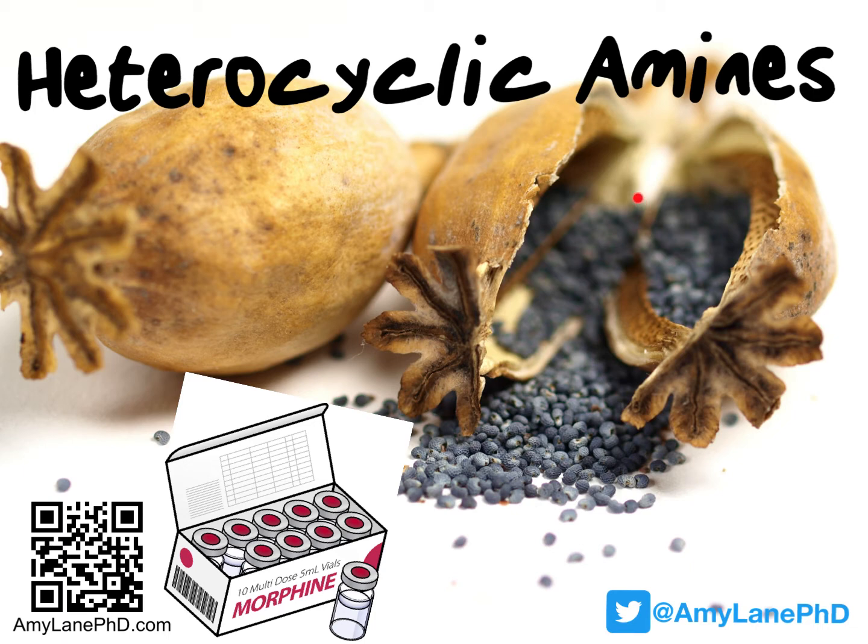What you see here is a picture of a poppy seed capsule that is broken open, releasing the poppy seeds. The reason why this is relevant is because poppy seeds contain morphine and are the natural source of morphine. And morphine is an example of a molecule that contains a heterocyclic amine functional group. By the end of this video, you will be able to recognize the importance of heterocyclic amine functional groups in a variety of different molecules that have unique biological activities, such as serving as potent painkillers, as is the case of morphine. Let's go ahead and take a look at the types of heterocyclic amines that you may encounter.